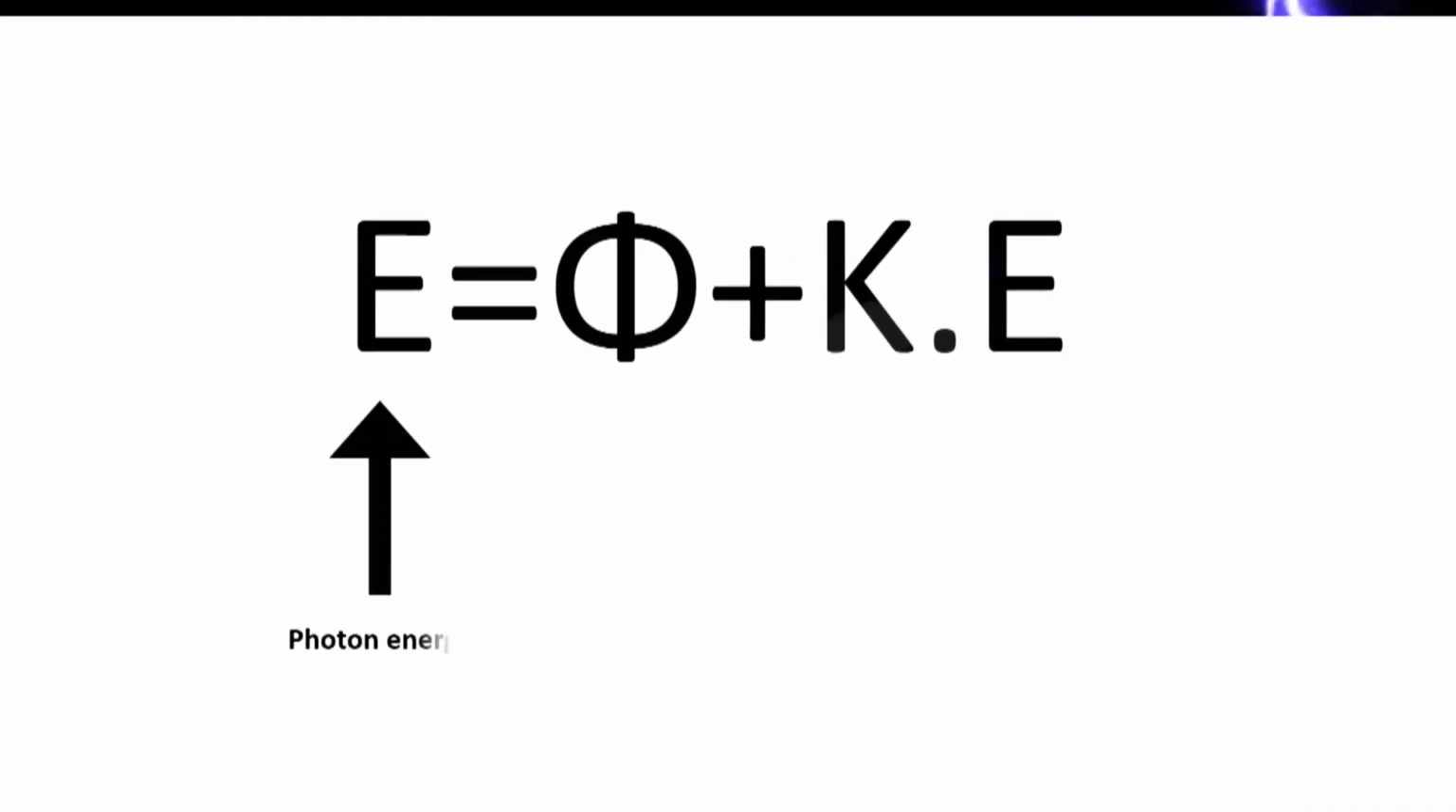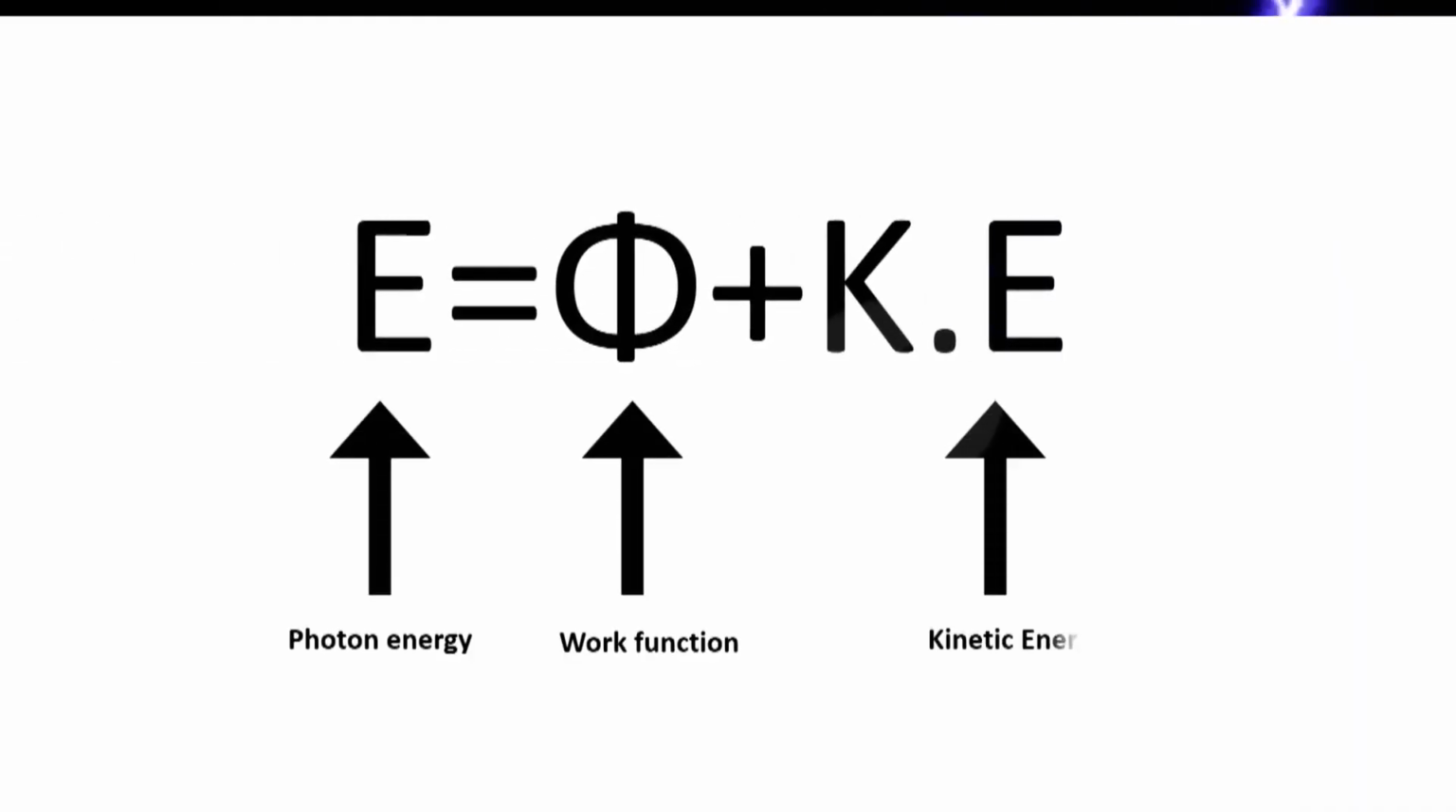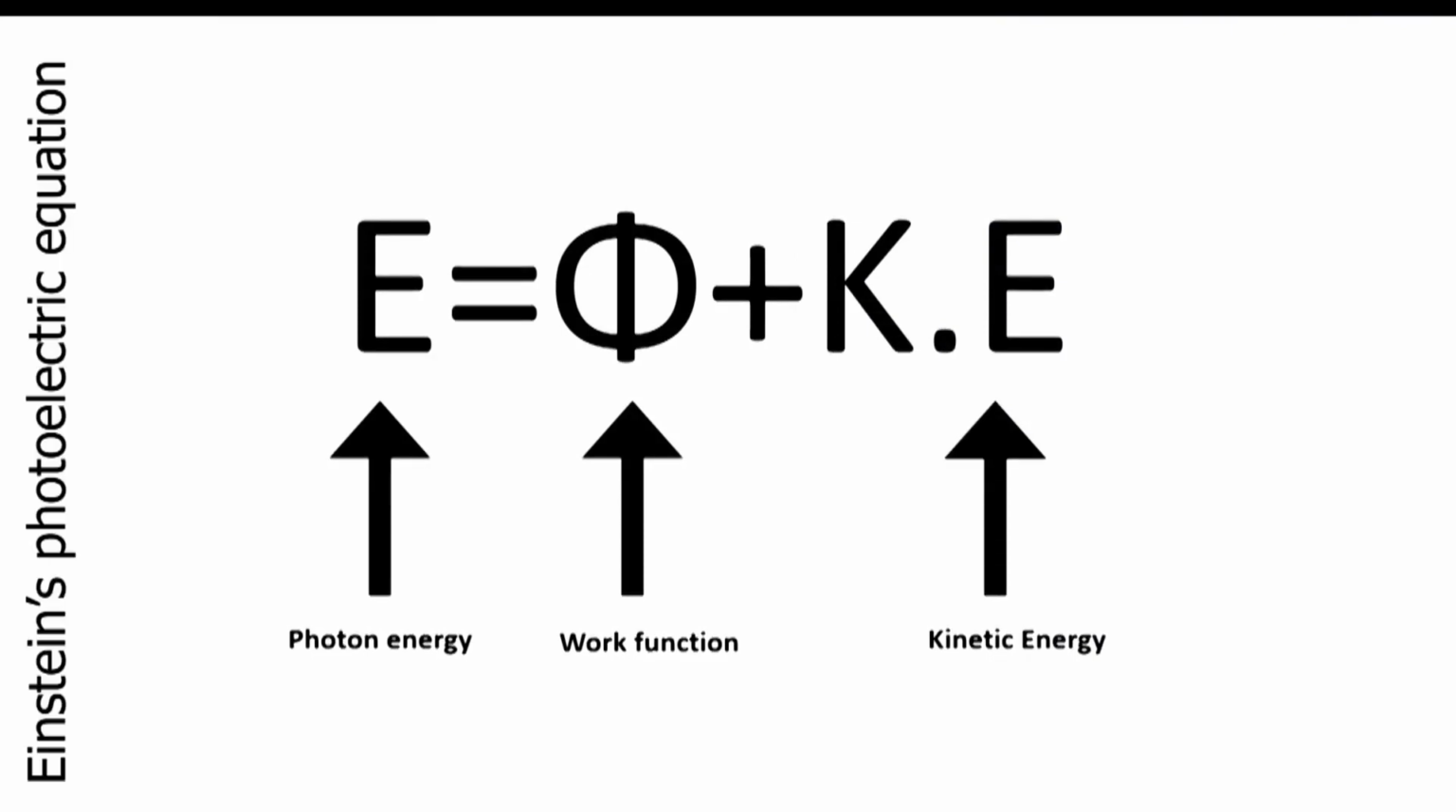How? Let's prove it ourselves. You see, when a photon combines with an electron, some of its energy goes to break binding forces and some of it is used as kinetic energy for the electron to escape. That is, the energy of a photon hf is equal to the energy to break binding forces, the work function, plus the kinetic energy of the emitted electron.